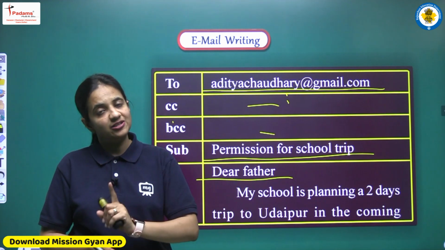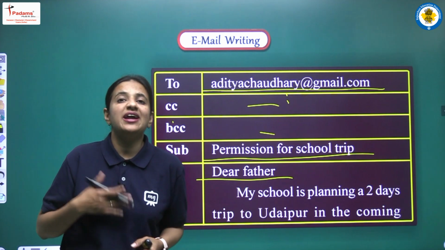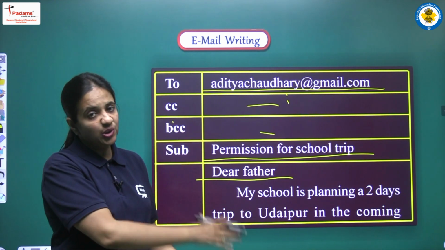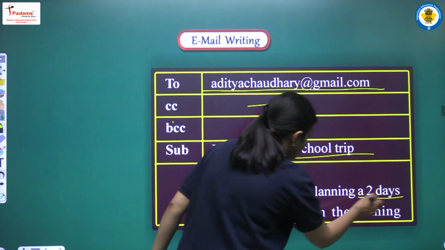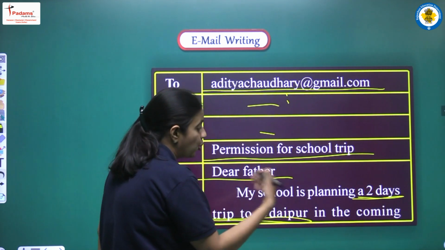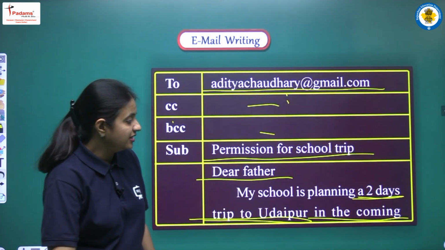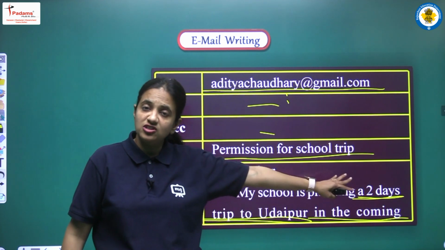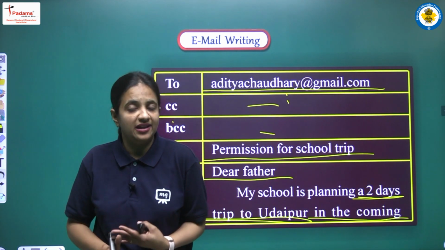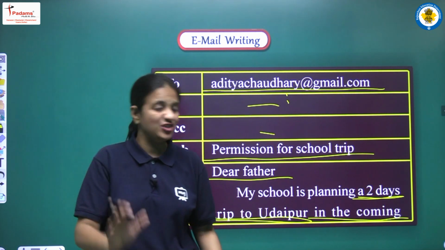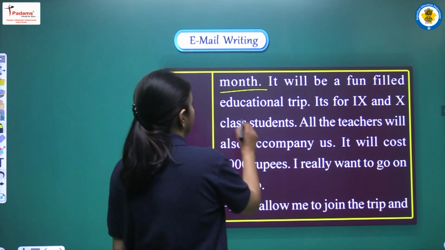Clear? So our school trip is going to Udaipur, that is given to us in the question, but we have to add some additional details also. So that we are doing here. So we are writing that my school is planning a 2 days trip to Udaipur, and when? In the coming month. Okay, so you can make this trip 3 days also, 5 days also. So in this manner you have to give detailed information to your parents, then only you can ask for their permission. Clear?